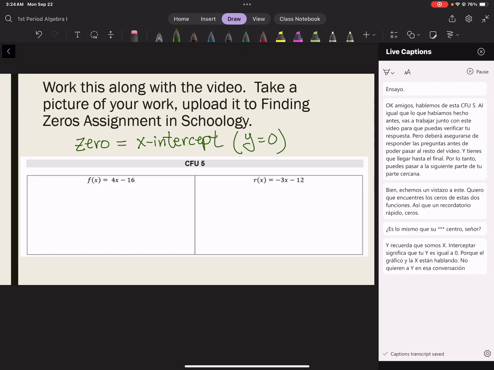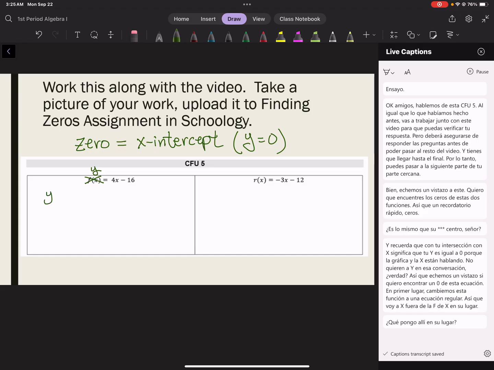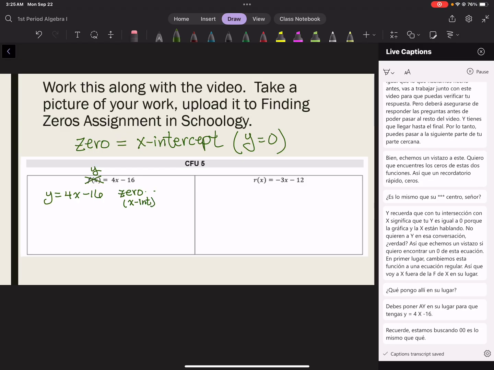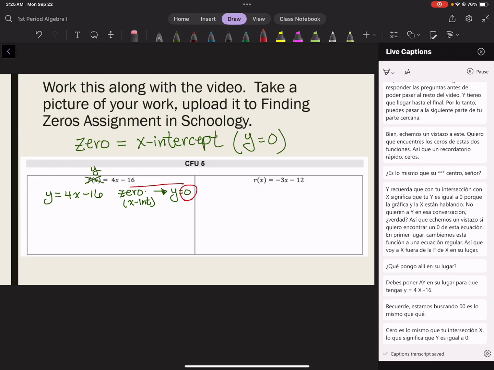If I want to find the zero of this equation, first of all, let's change this function to a regular equation. So I'm going to x out the f of x. Instead, what do I put in there in its place? You should put a y in its place. So you have y equals 4x minus 16. Remember, we're looking for 0. 0 is the same thing as what? 0 is the same thing as your x-intercept, which means that y is equal to 0. Y is not in the conversation. So I'm going to take that 0 and plug it into the y.